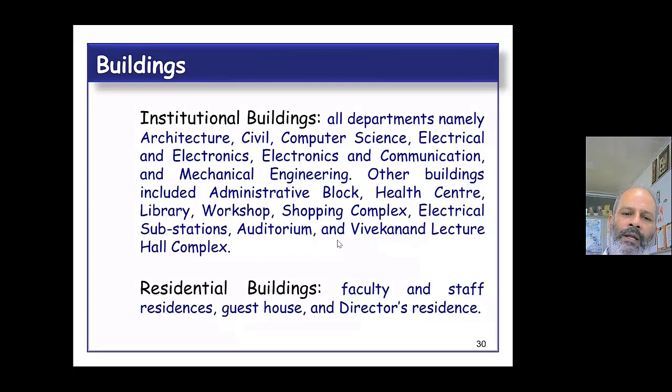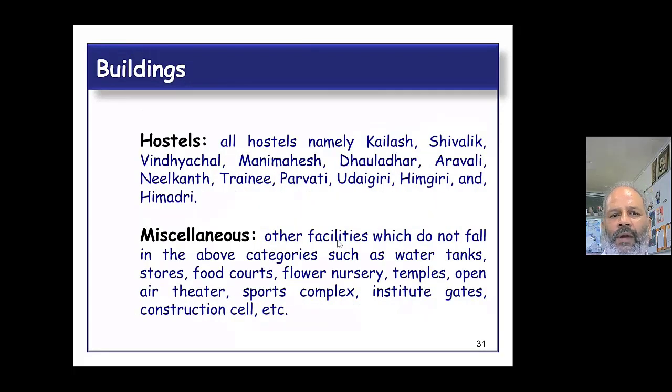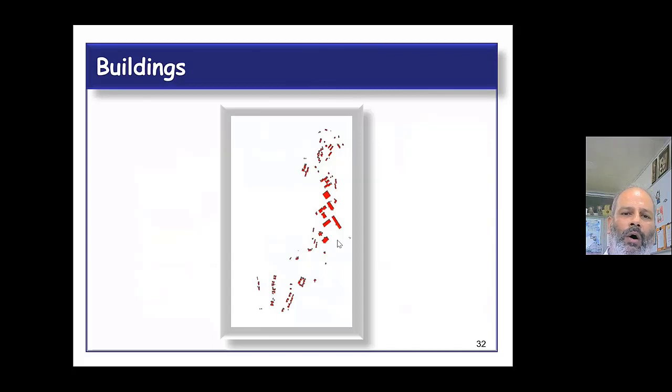And another layer that we have developed is related to the residential buildings, which include faculty and staff residences, guest house or director residence. Then another layer which we have created includes all hostels, which include Kailash, Shivalik, Parvati, Manimahesh, Dhauladhar, Aravali, Udaygiri, Himgiri, Madhuri. There are other buildings which do not fall in the above layers, for which we have created a separate layer, which include water tanks, stores, food courts, nursery, temples, open air theaters, shopping complex, institute gates, etc. So this shows the layer of buildings which lie in the campus.